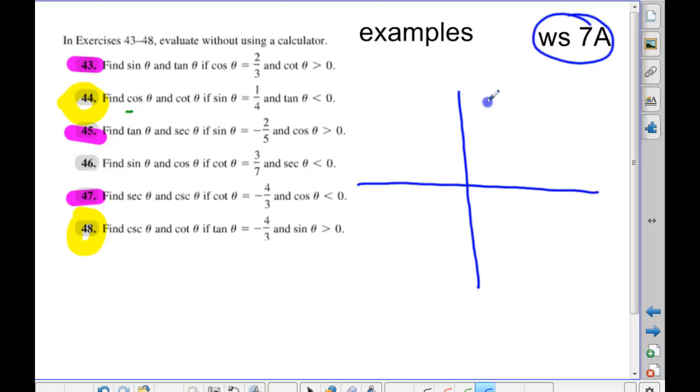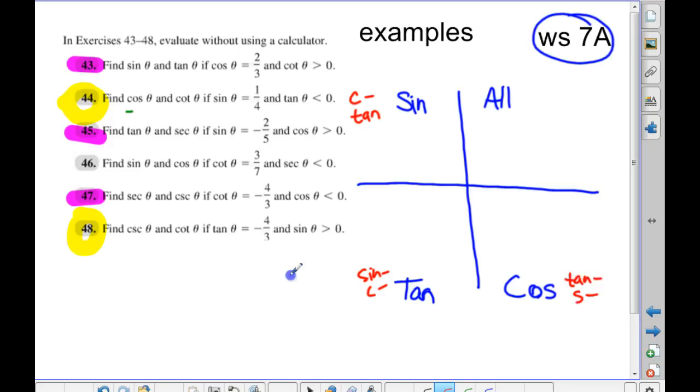This is all about finding the right quadrants so that you get the signs right. Do you remember all students take calculus? Remember we talked about that? This means all of them are positive, the sine is the only positive, the tangent is the only positive function, and the cosine is the only positive function. So, in this quadrant, cosine is negative and tangent is negative. Down here, sine and cosine are negative. And over here, tangent and sine are negative.